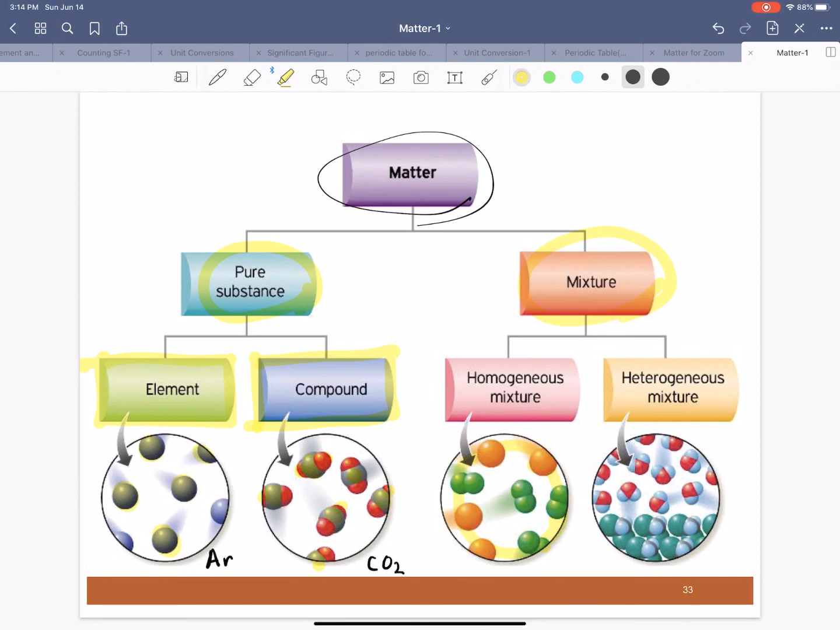A heterogeneous mixture is a mixture because there's more than one kind of thing, but they're not mixed well. They're in separate regions.